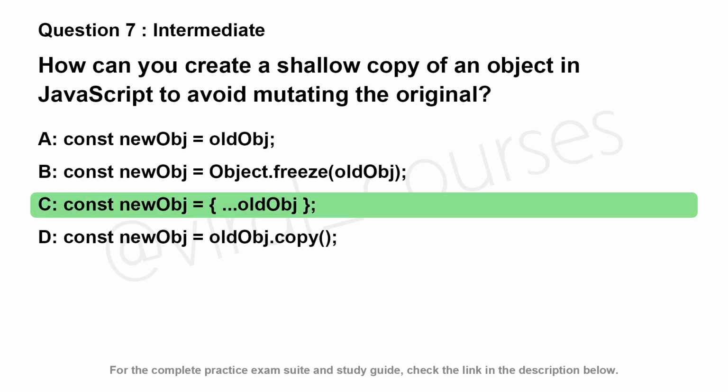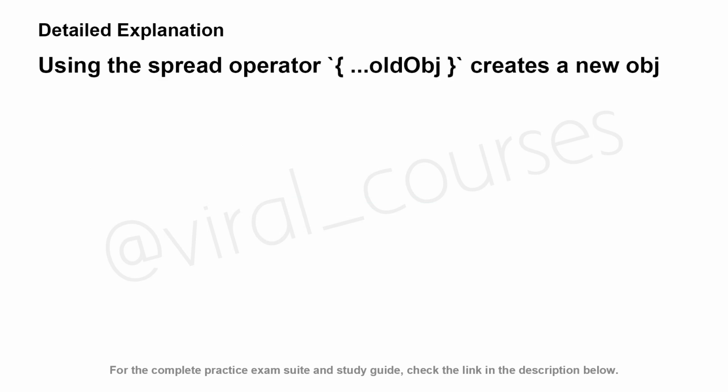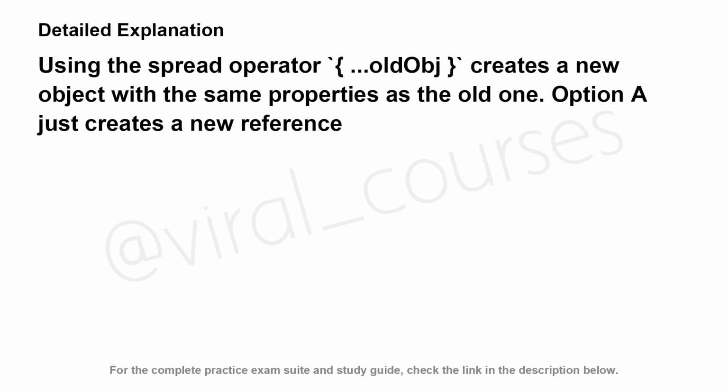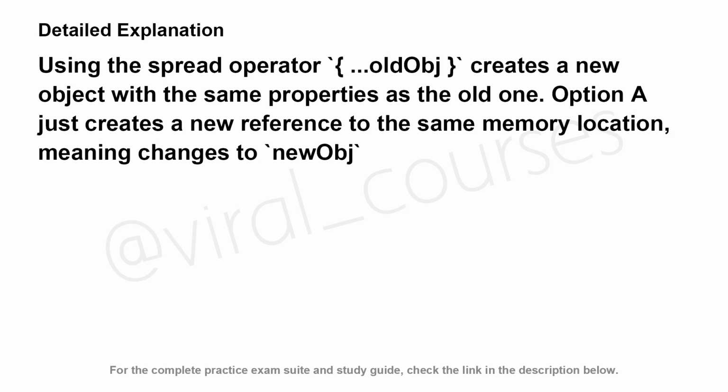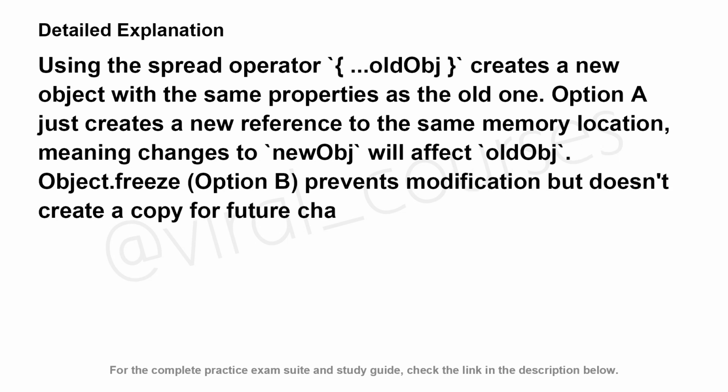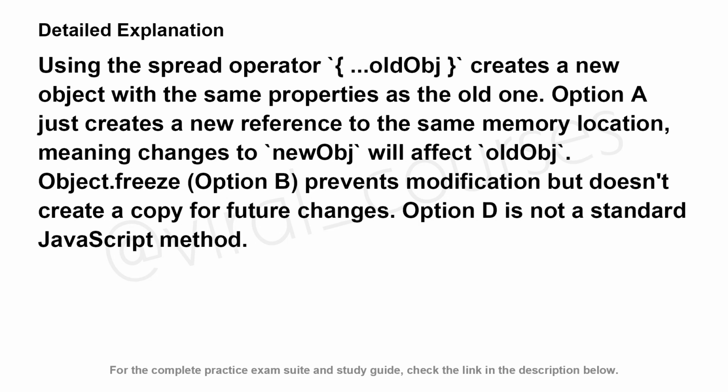The correct answer is C. Using the spread operator {...oldObj} creates a new object with the same properties as the old one. Option A just creates a new reference to the same memory location, meaning changes to newObj will affect oldObj. Object.freeze, Option B, prevents modification but doesn't create a copy for future changes. Option D is not a standard JavaScript method.